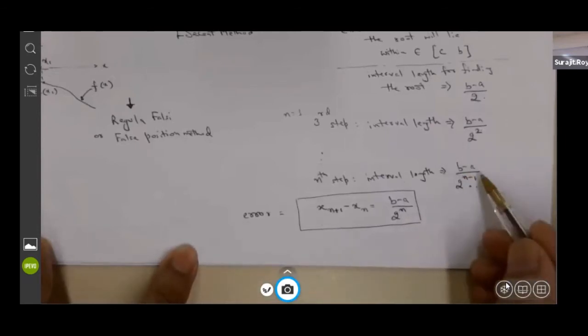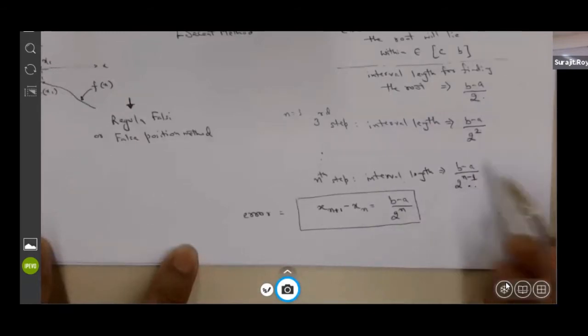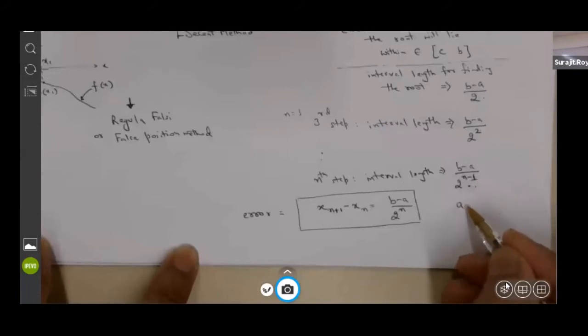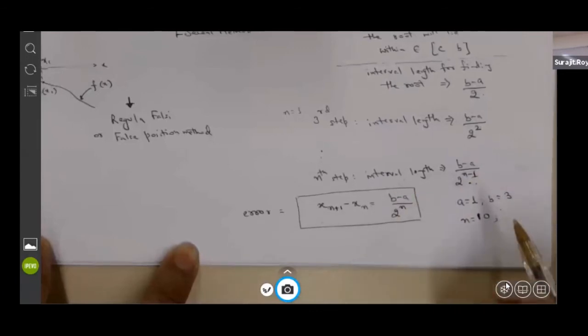Let's say, just for the sake of seeing how the numbers work, a equals 1, b equals 3, and n equals, let's say, 10. What will be the interval length in that case? Can you quickly calculate it, please?